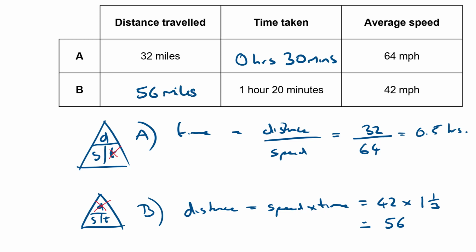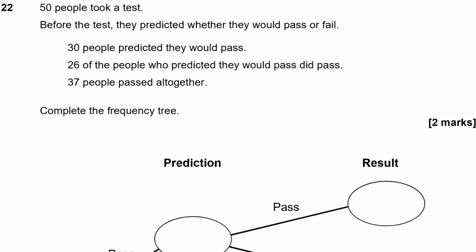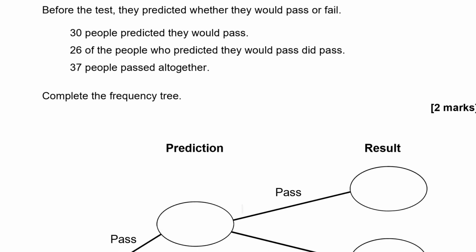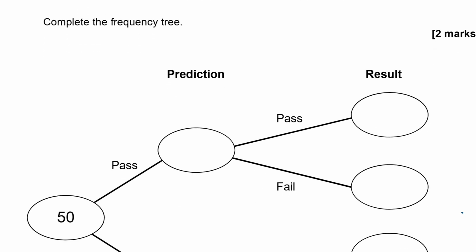Okay. Question 22. 50 people took a test. Before the test, they predicted whether they would pass or fail. 30 people predicted they would pass. 26 of the people who predicted they would pass did pass, and 37 people passed altogether. Complete the frequency tree. Are you predicting that you're going to pass this test?